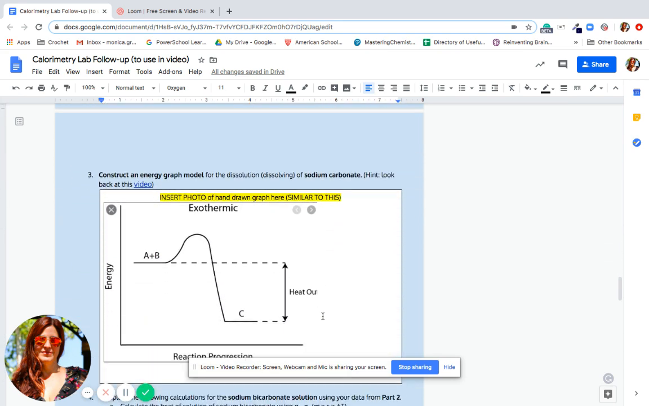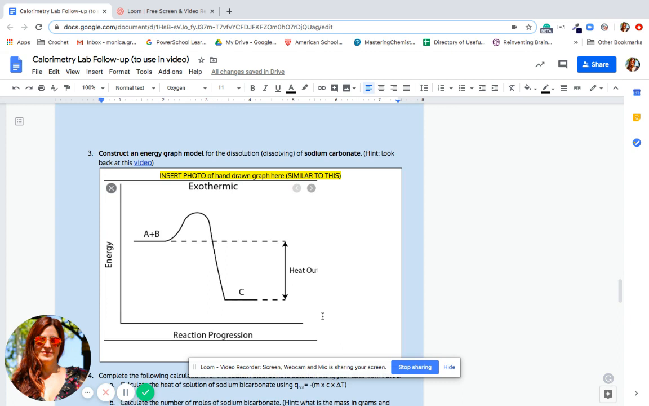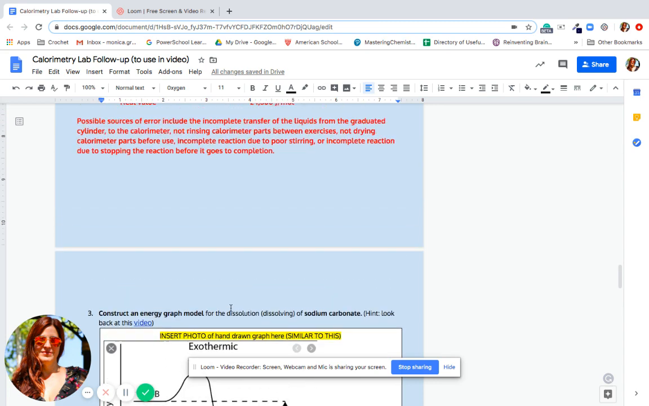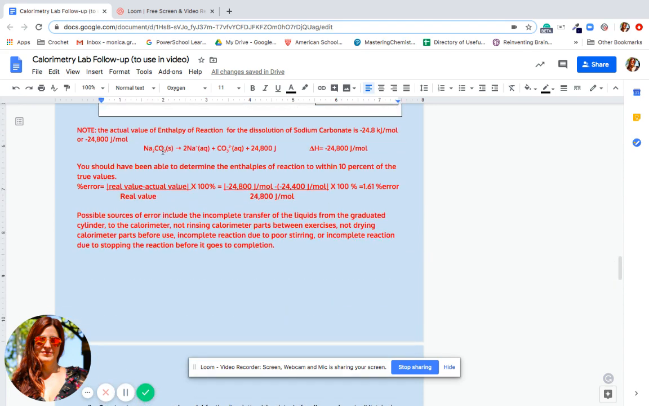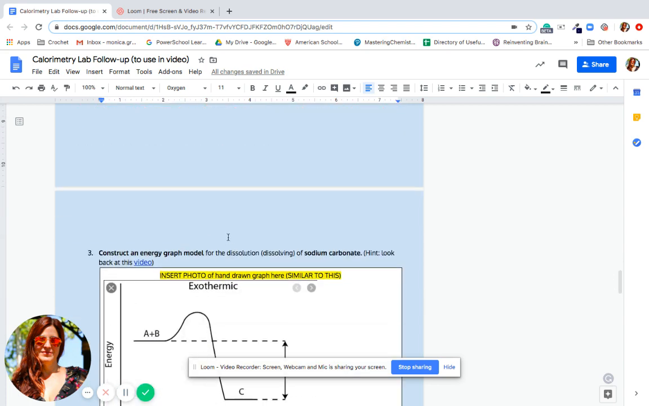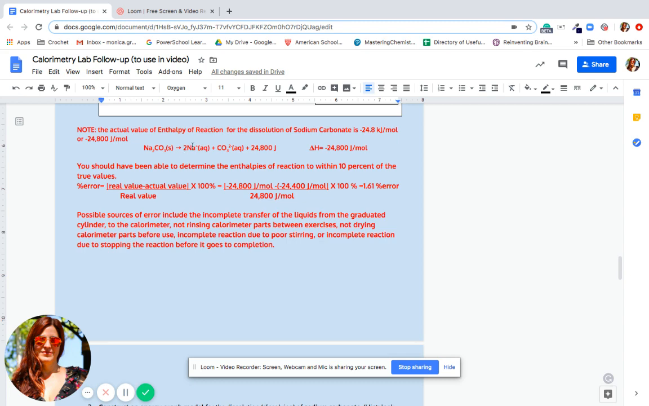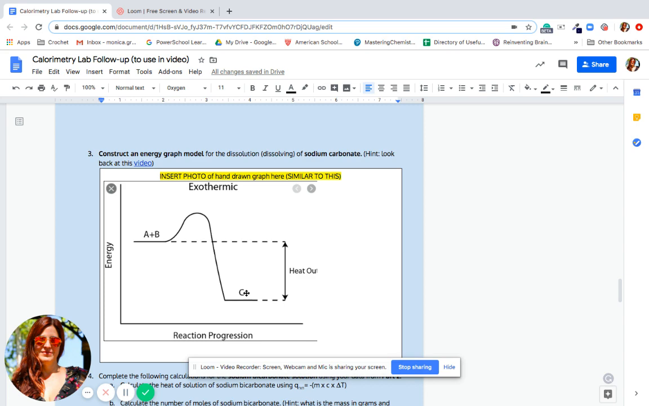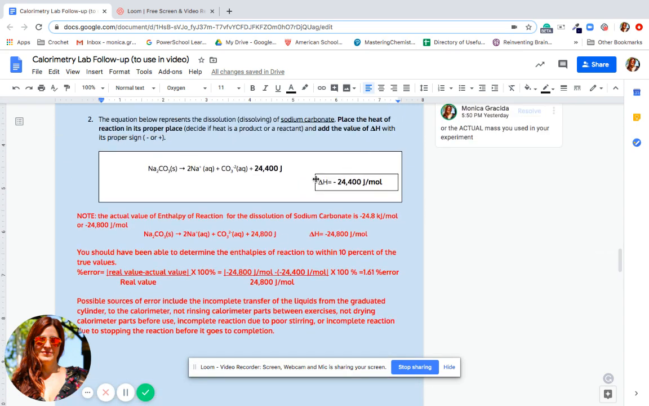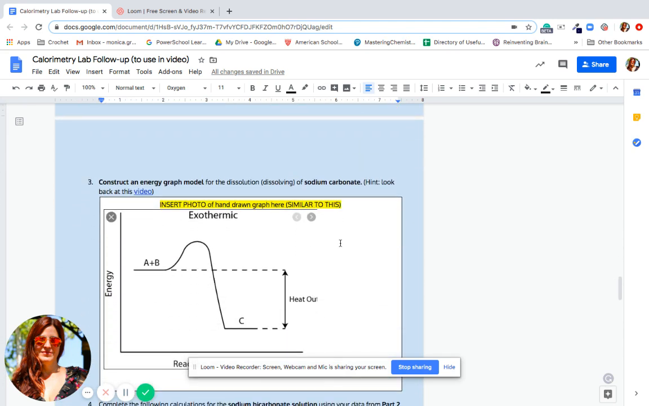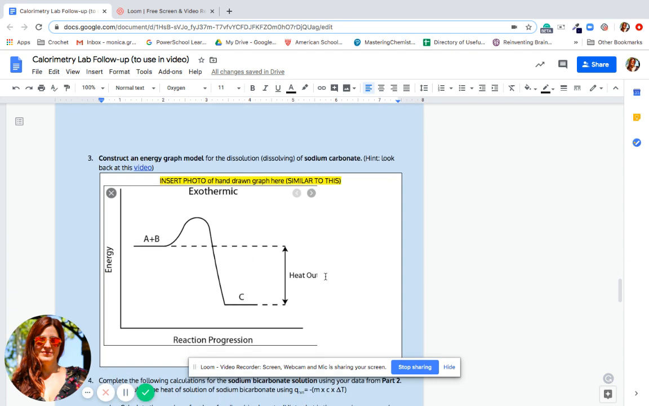Okay, then number 3 asks you to do an energy graph model. Similar to this, of course, this is not the one that you should have. You should have the reactants, so the sodium carbonate solid in here, right? And the products, which is the ions dissolving in water, on the side of the products in letter C. And this delta H should represent the value that you calculated from above. So make sure you make your own graph showing all the values.